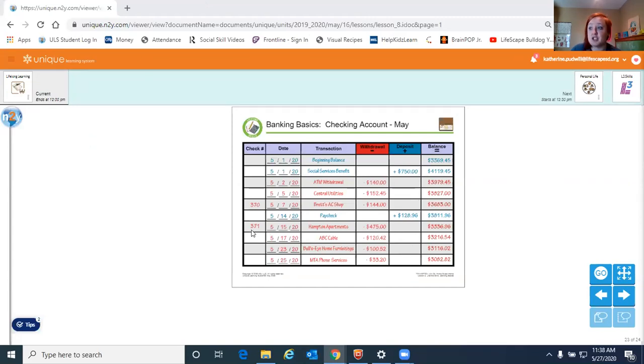So here we go. We've got the check number. It was our check 371, the date, the name of the place we wrote the check to, the amount, and that's a withdrawal. So we're taking it out of our account. And then we did the math. We subtracted that from our total. And that's what we've got left, over $3,000, which is good because we still have some bills left to pay. And I'd like you to continue working on those on your own.